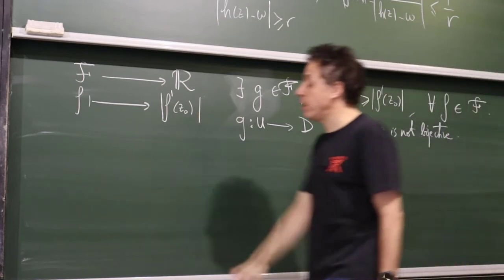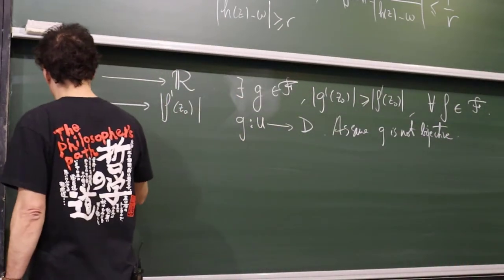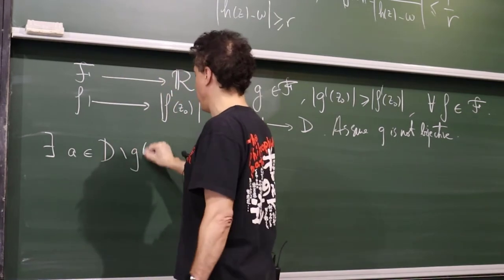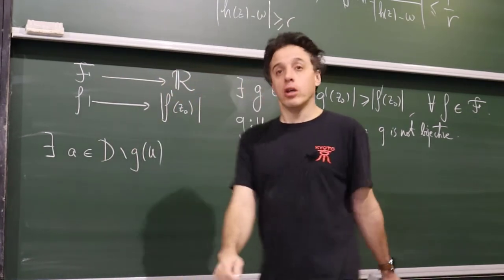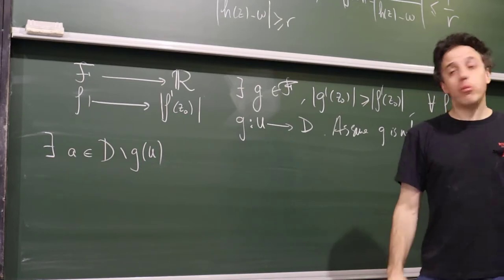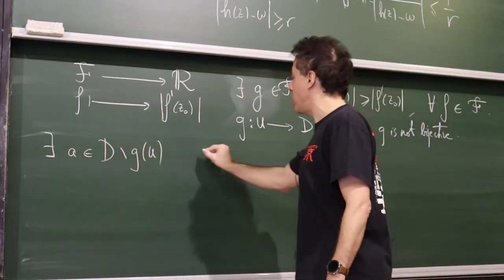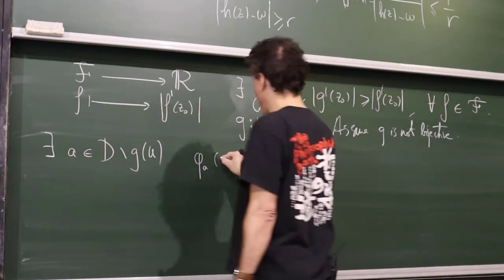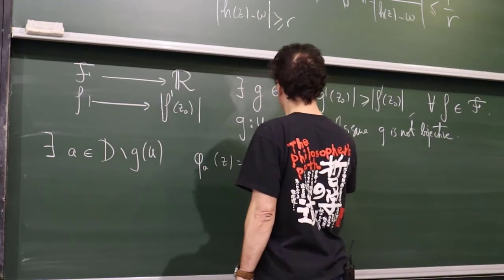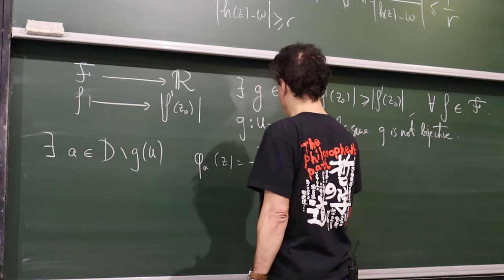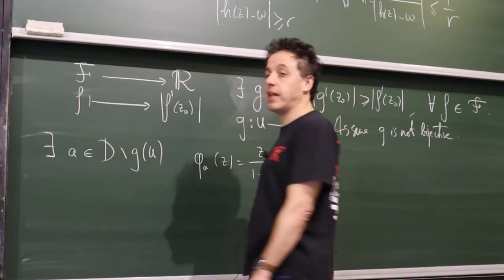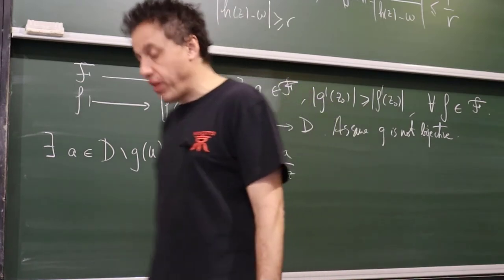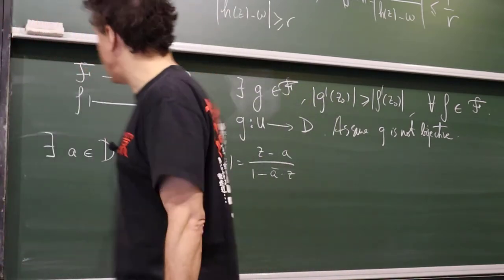So there exists a in the open disk D and not in G of U. Let us consider now the following Möbius transformation that we have already used. The Möbius transformation phi A, you remember, was (z minus a) over (1 minus a bar z), the conjugate of a times z. This is a Möbius transformation, a biholomorphism of the unit disk taking a to 0.